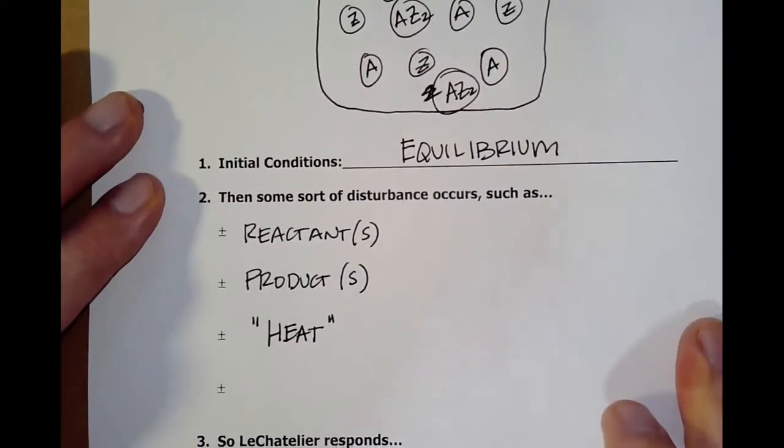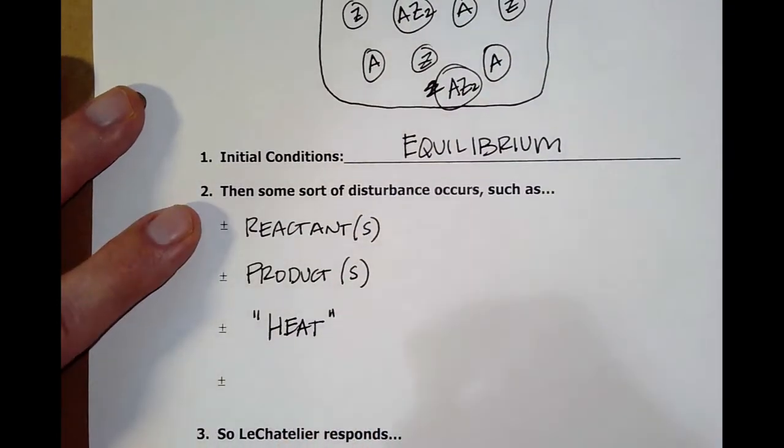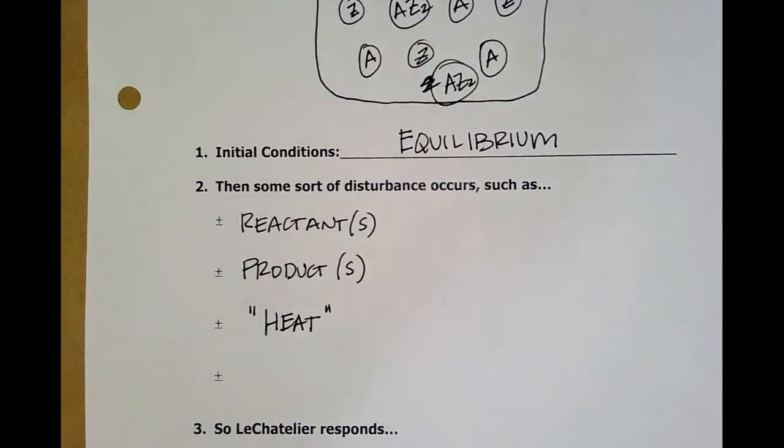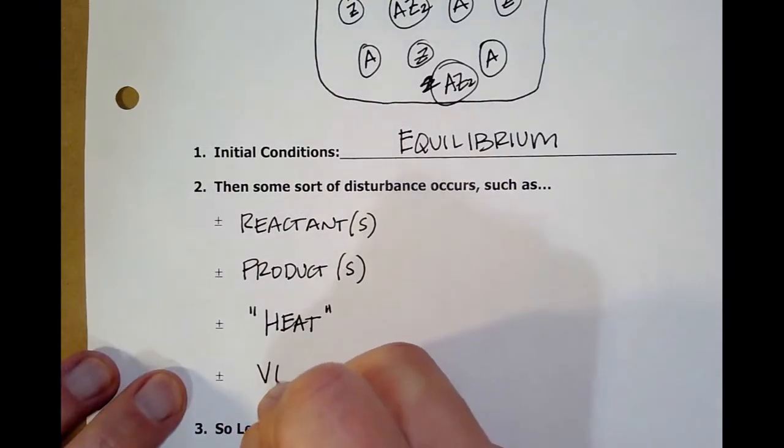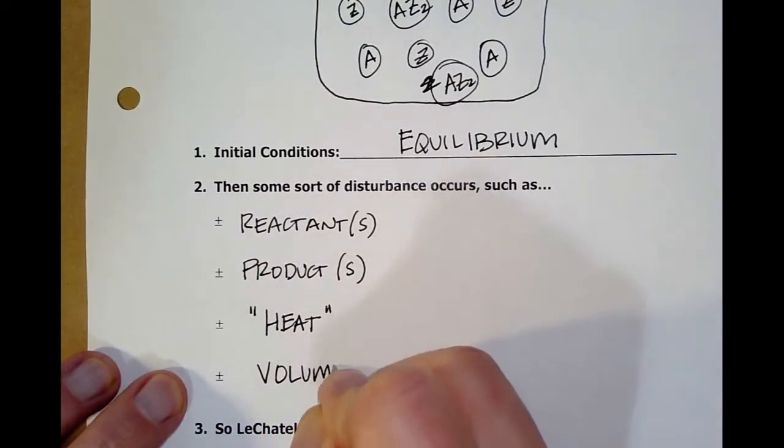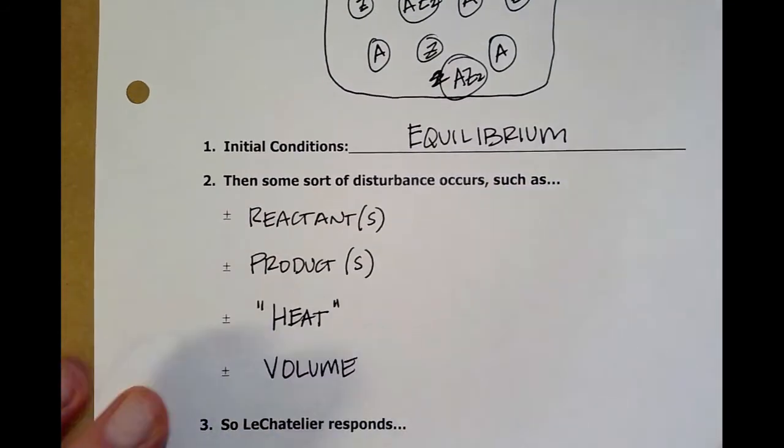And what we really are looking at then is, if I change the volume, if I squeeze it, what do you think happens to the pressure? If I expand that lid, what do you think happens to the pressure? Well, let's think about this. So here's some common changes. Take some reactants out. Take some products out, add products in, heat the system up, squish the system.